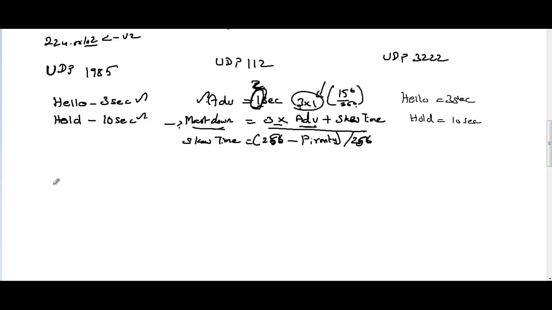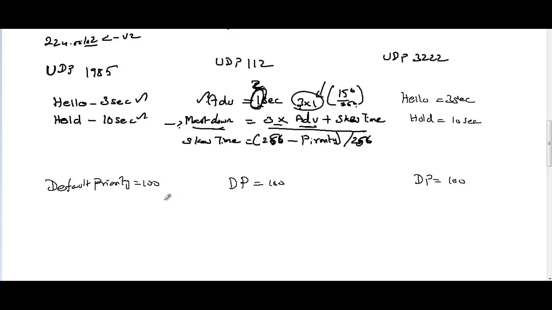The default priority is always 100, not only in HSRP, even in VRRP and GLBP. This I am telling only for Cisco routers. It depends on the vendor. There are some vendors that have given the default priority as 1 for VRRP. Now, the default priority on a Cisco IOS router for HSRP, VRRP and GLBP is 100.